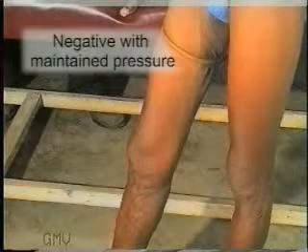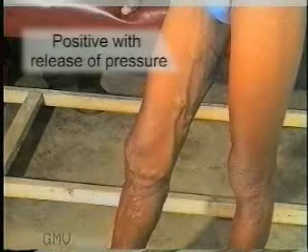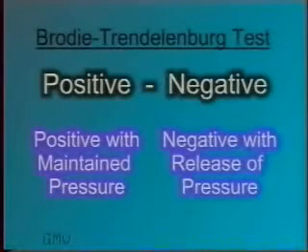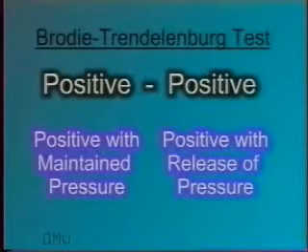This test report is mentioned as negative positive, that is, negative with maintained pressure and positive on release of pressure, indicating a pure saphenofemoral valve incompetence. Positive negative result implies only perforator incompetence, and positive positive result implies incompetency of both saphenofemoral valve and the perforators. Note again how the vein fills rapidly on releasing the tourniquet.